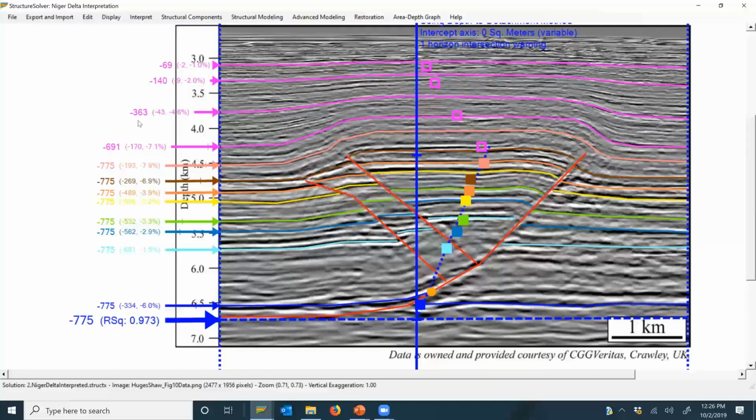And so that gives us the change in displacement over time. And you can see that this earliest growth horizon experienced most of the total displacement. And then at the more recent time, the less folded horizon has barely any displacement at all. And so this is where the area depth actually begins to give us some information about the displacement history too.